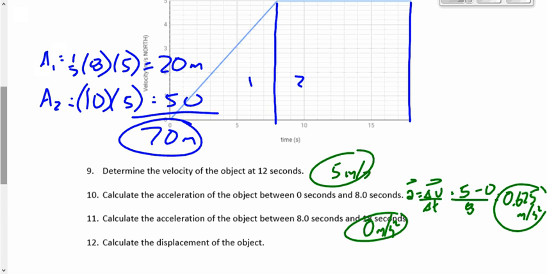Good. Okay, I'll give you a couple minutes here to finish up this worksheet now, 13 to 16. It should only take you a couple minutes. See what you can do.